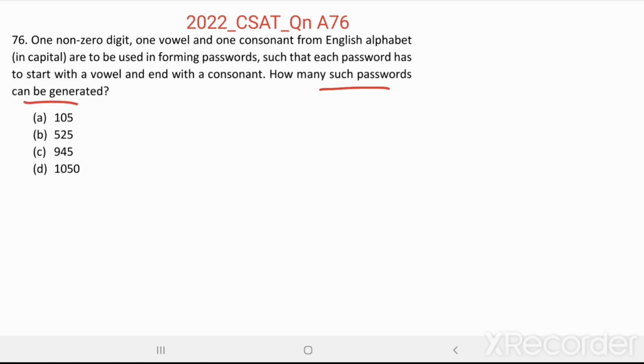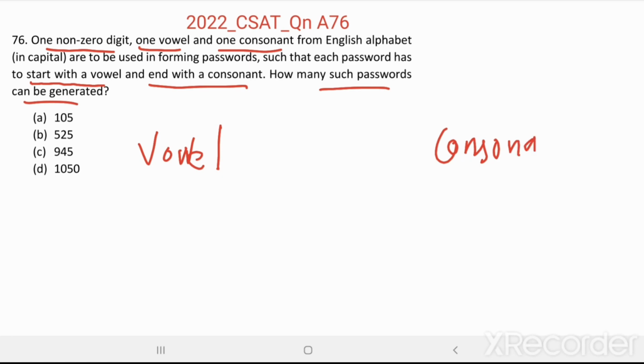It has one non-zero digit, one vowel and one consonant, and also it should start with a vowel and end with a consonant. So it should start with a vowel and end with a consonant, and in between, a non-zero digit.